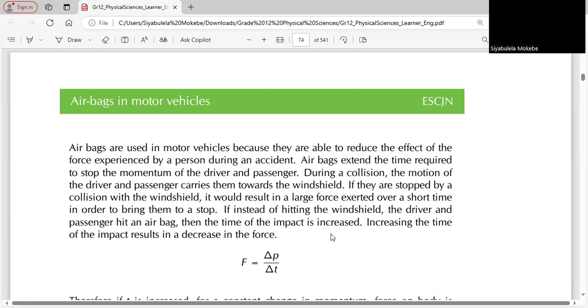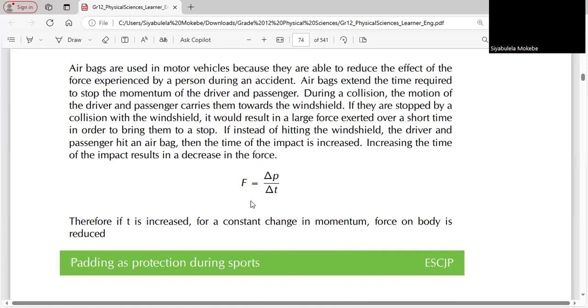Increasing the time of the impact results in a decrease in the force. Right, that's according to Newton's second law there. Therefore, if t is increased for a constant change in momentum, the force on the body is reduced. Now, padding as protection during sports.